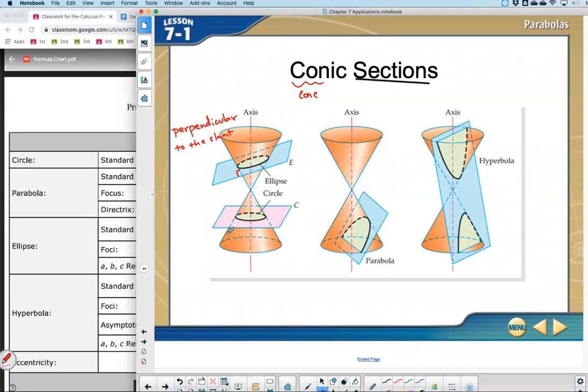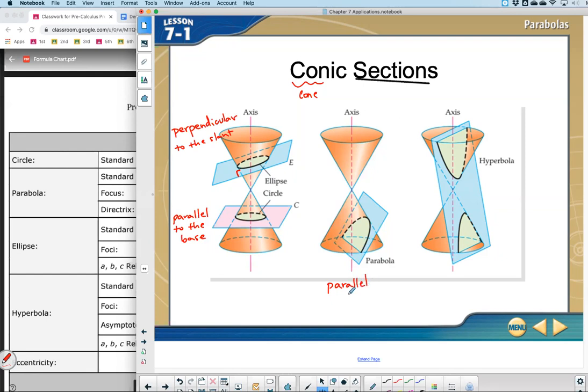The circle here is created if a plane intersects parallel to the base. That's how we form a circle, by taking a plane and intersecting a cone parallel to the base. And it must be parallel to the base. A parabola, though, could be formed many different ways. If you look on here, this back part of the plane is parallel to the slant, and that's how we're going to form a parabola.